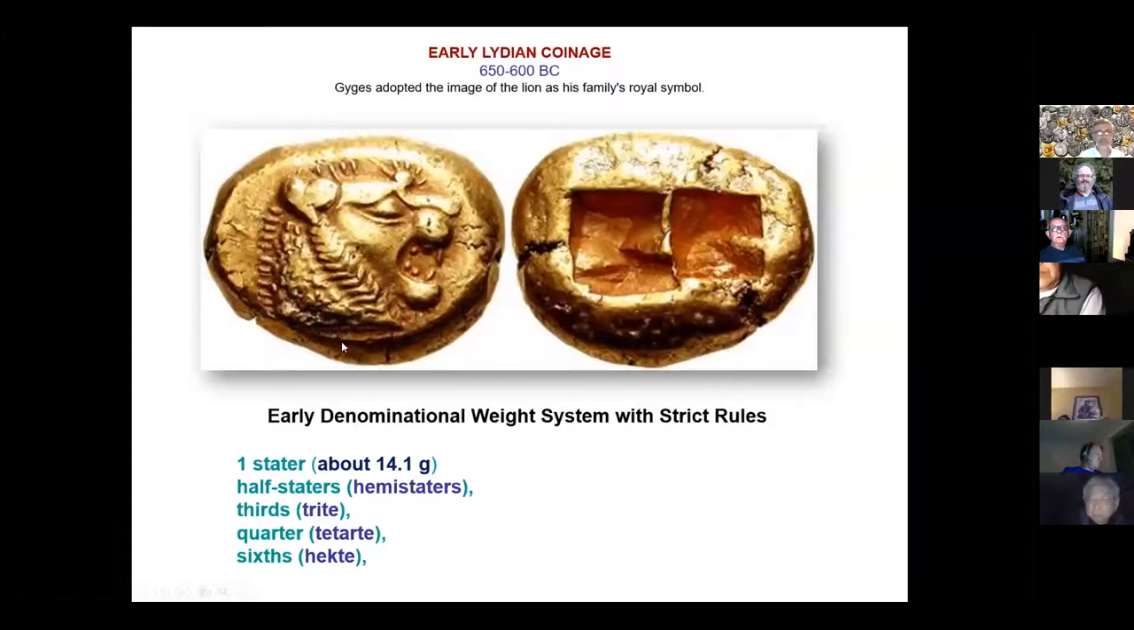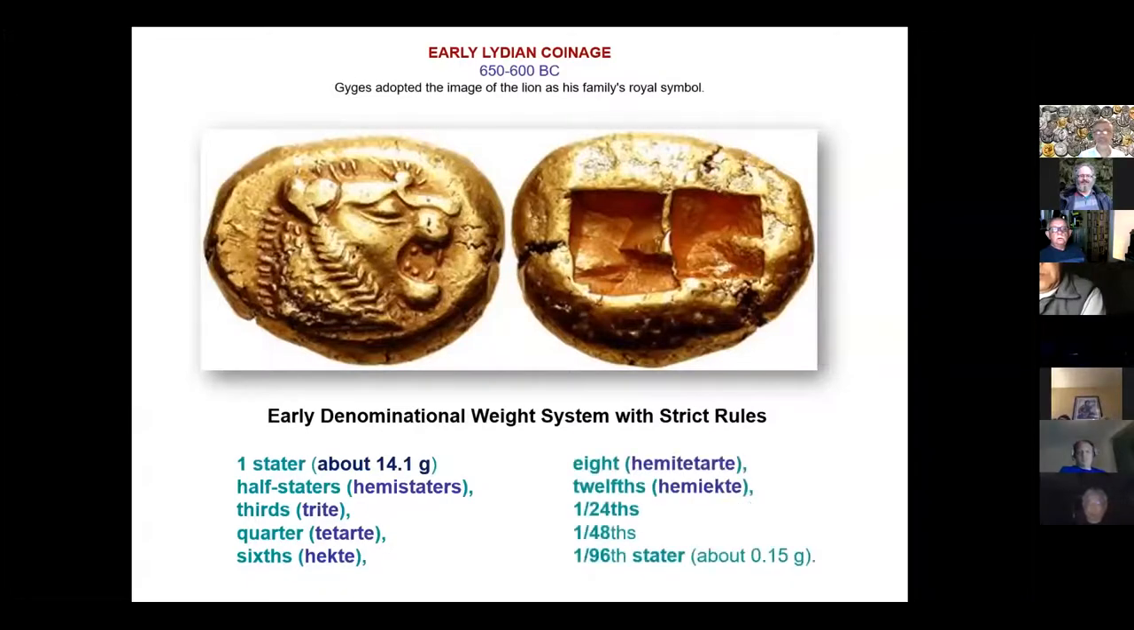Most of the time we call the largest denomination, about 14 and a half grams, sometimes 15 and a half grams, one stater. And then we have half staters, thirds, quarters, sixths, eighths, twelfths, 1/24, 1/48, 1/96. An unbelievable denominational system that tells us that the economic system was developed enough to create all these different denominations.